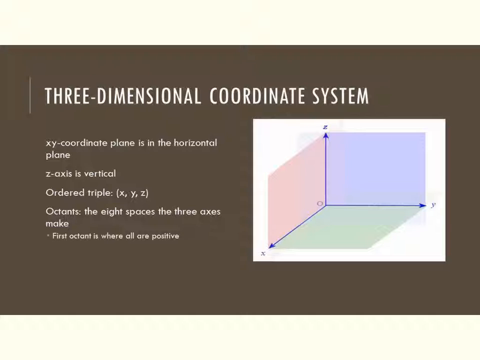And so in fact now we have 8 octants instead of 4 quadrants. So this would be the first octant. It's where everything is positive. And then we'd have 1 over here, back here, and then 4 again on the bottom.